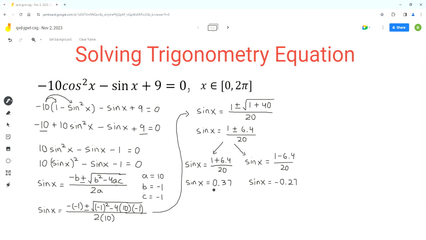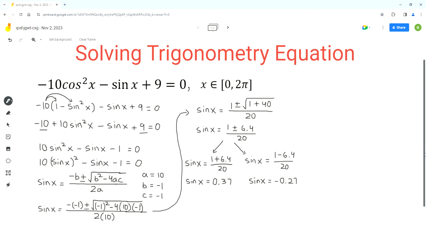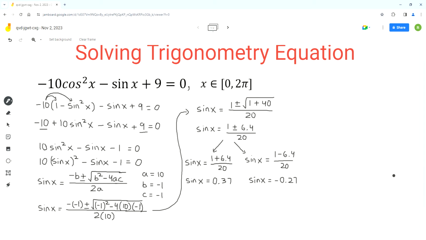0 to 2 pi. So now we'll have to use the CAST rule, the ASTC rule, or the All Students Take Calculus rule. So let's start with the positive case. We'll start by identifying the quadrants in which x can lie. Sine is a positive value, so that means it can be quadrant 1 or quadrant 2. For quadrant 1, x equals the inverse of sine 0.37. So we are solving the positive case first.